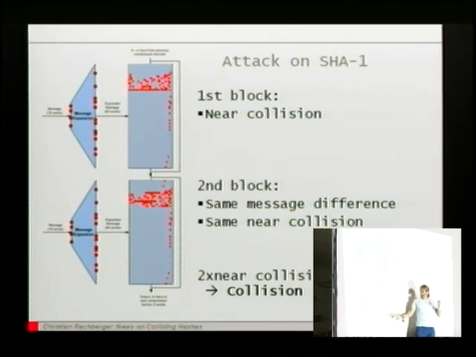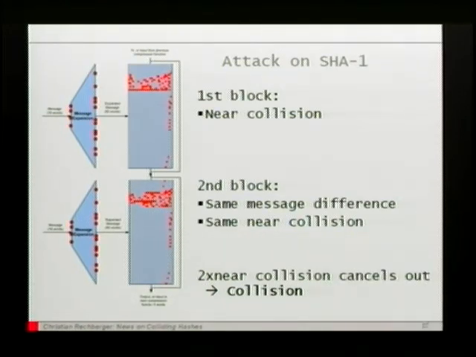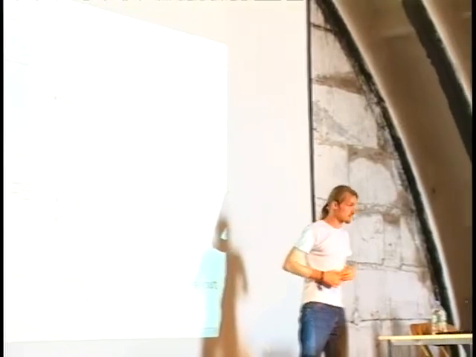It doesn't help if they are completely independent, these near collisions. So if we have a particular near collision here, we need a matching near collision at the second block. Only then do those cancel out. Yeah. And you're looking for near collisions because they're easier to find? Exactly.